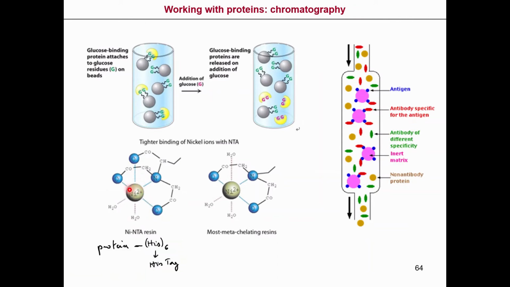You have beads with nickel and NTA. And what happens when you have your protein with the His tag? The His tag forms a complex with nickel, and only the protein with the His tag can stay in the gel, and all the other proteins will be removed from the gel. So it's a simple way to purify your proteins.